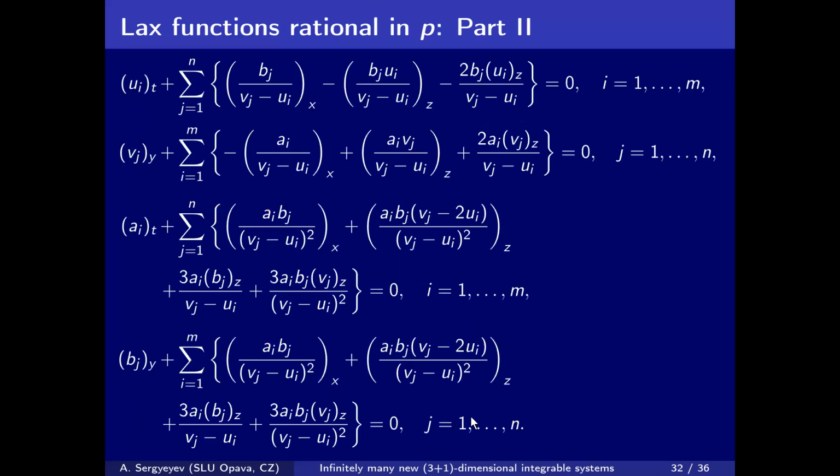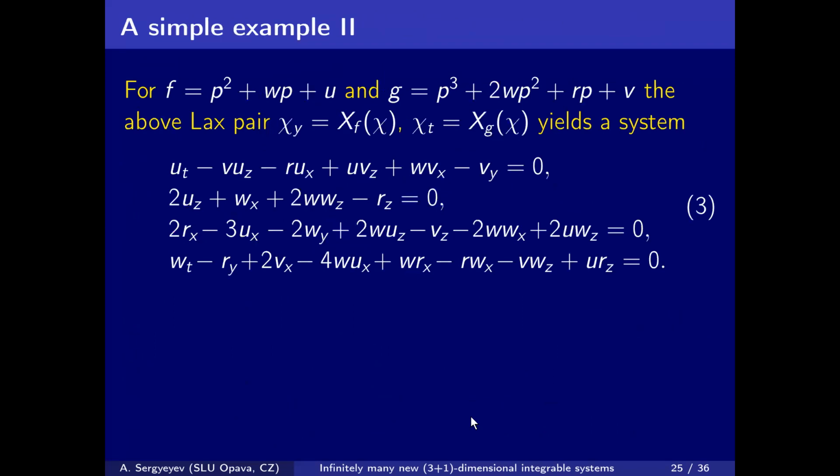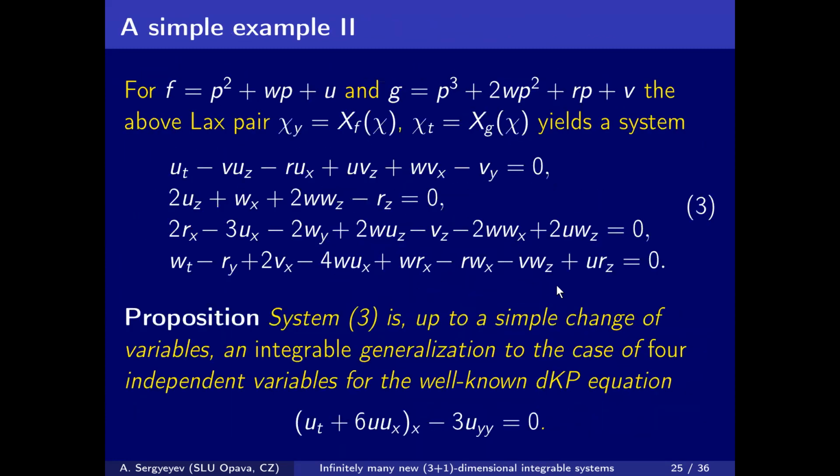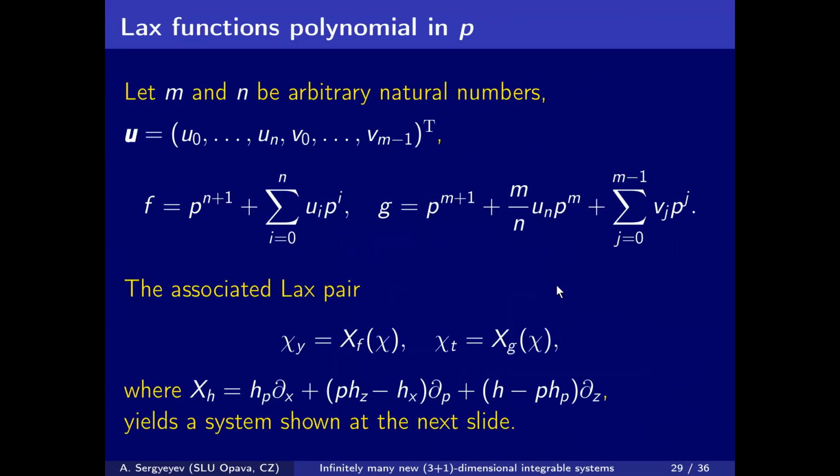So again, we have this key theorem, which gives us two infinite classes of new 4D integrable systems. A natural question comes up whether for Lax pairs of this form, which I'm showing you using the cursor, one could get some further examples going beyond this theorem, and it turns out that this indeed can be done.